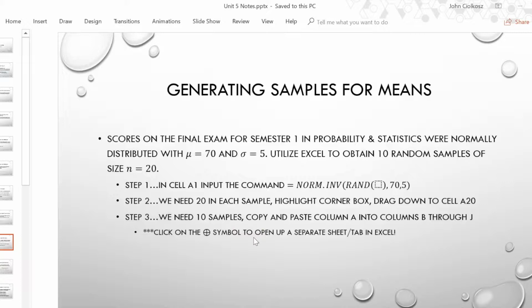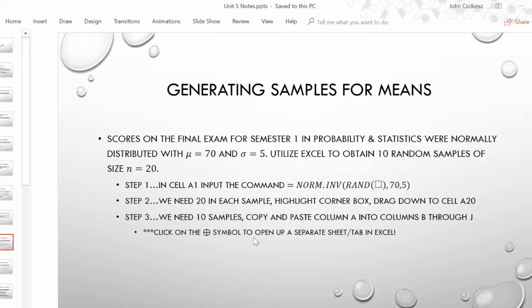Okay, so for our first scenario, scores on the final exam for semester 1 in Prob and Stats were normally distributed with a mean of 70. It was actually closer to 78, but I figured a nice whole number would be okay for this. And a standard deviation of about 5. It was like 4.9 something.